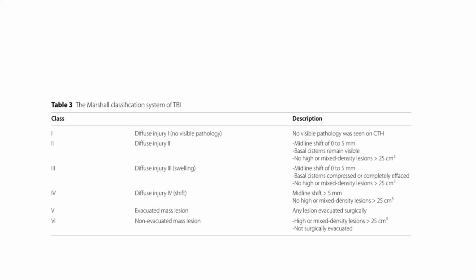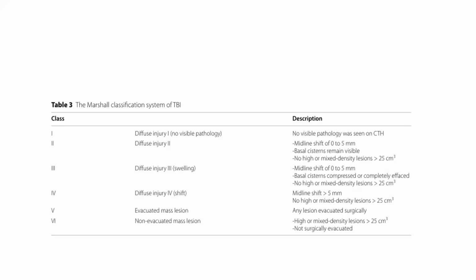Class 1, that is diffuse injury 1, is no visible pathology seen on the CT head. Then diffuse injury 2 shows a midline shift of 0 to 5, basal cisterns remain visible, and no high or mixed density lesion of more than 25. Then diffuse injury 3, that is class 3, indicates a midline shift of 0 to 5, basal cisterns compressed or completely effaced, and no high or mixed density lesions of more than 25.